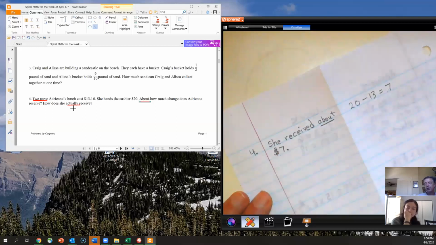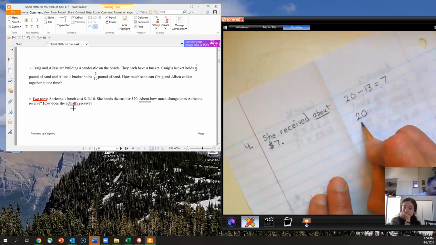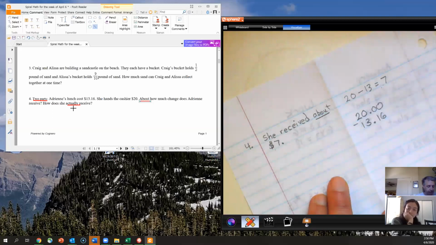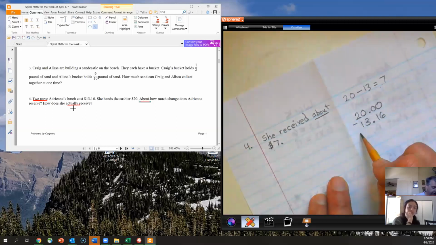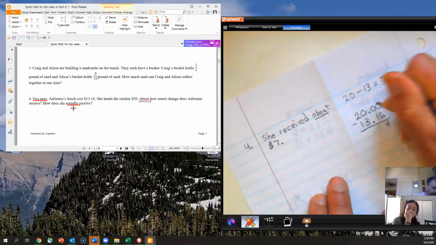That's her first part. Now there's a second part about how much she actually received. So what I'm going to do is take $20 and subtract $13.16. And yes, I'm going to line the decimals up, and I'm going to add some zeros here to make sure that I am subtracting correctly. So what I'll do is go across here. 10 minus 6 is 4. 9 minus 1 is 8.